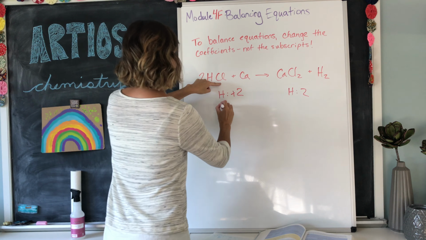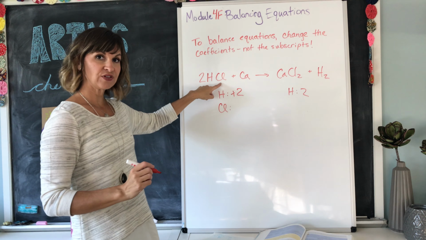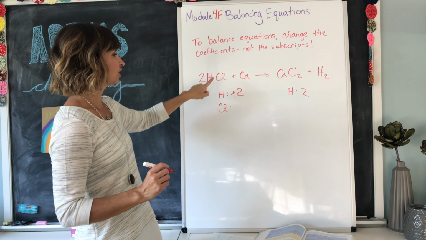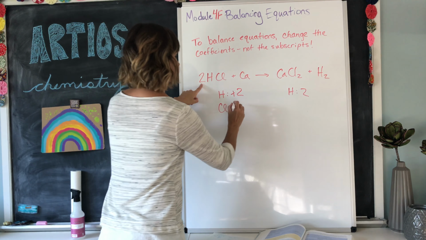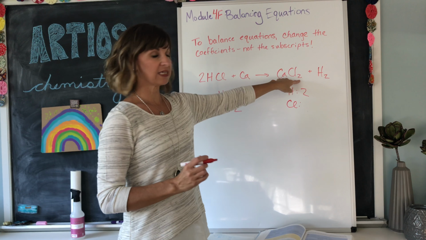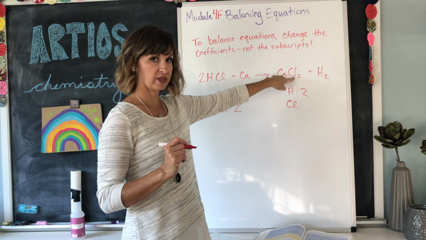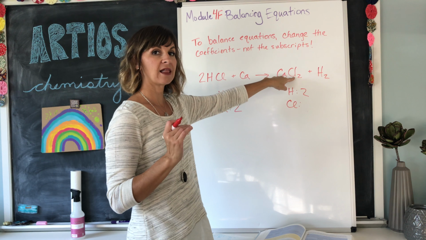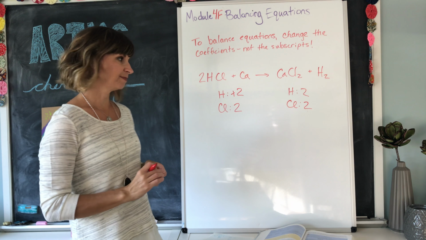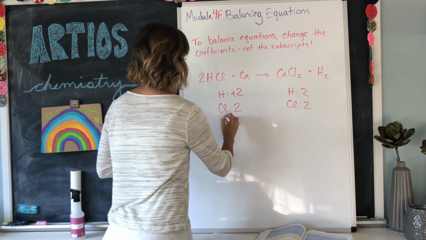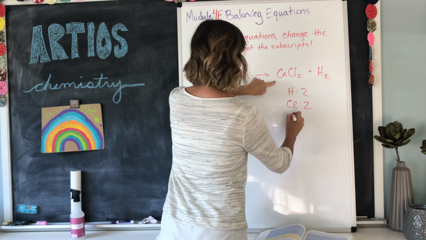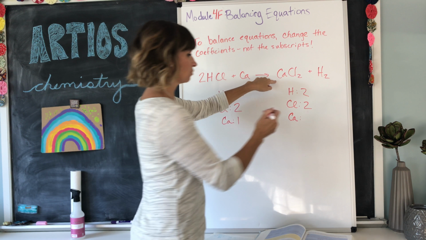Next, let's look at chlorine. Cl on the left, we have this coefficient, remember, is talking about the entire HCl molecule. So there are now 2 chlorine atoms on the reactant side. And on the product side, the subscript here is only referring to the Cl within the molecule. So there are 2 chlorine atoms in the product side. And lastly, calcium. Calcium, we only have 1 for the reactants, and for the products, we have also just 1.